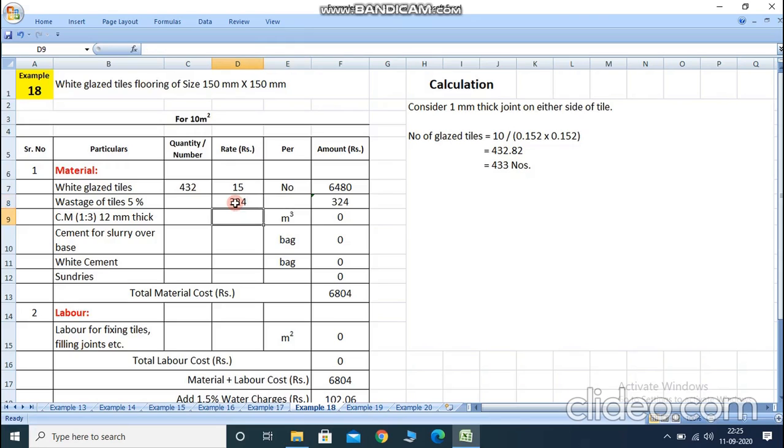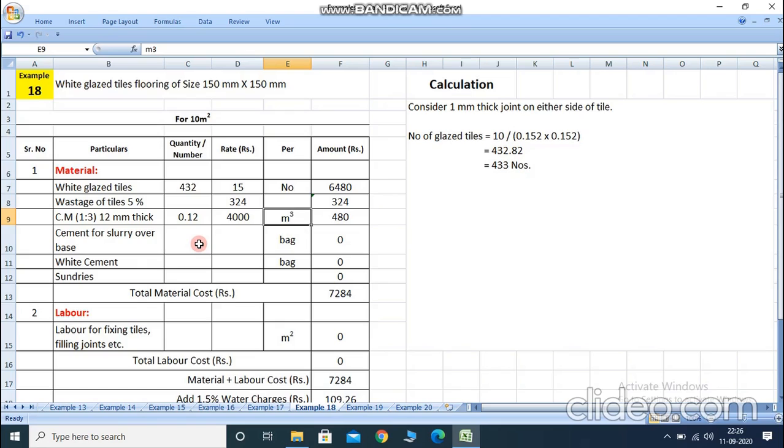Now we calculate the cement mortar. The cement mortar ratio is 1:3, and 12 mm thick cement mortar is required. So 0.12 meter cube of cement mortar quantity is required, and the rate is 4000 rupees per meter cube. So for 0.12 meter cube the total amount is 480 rupees.